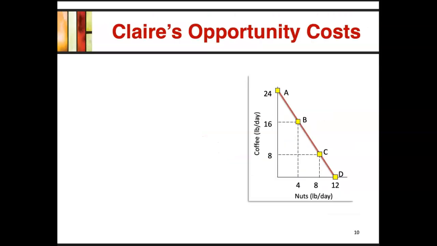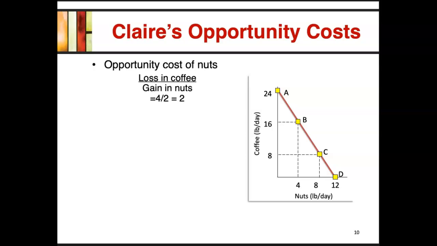So we have Claire's production possibilities curve, and now we can calculate Claire's opportunity cost. The first thing we're going to do is calculate Claire's opportunity cost of nuts. When we say opportunity cost of nuts, in other words, how many pounds of coffee does Claire give up in order to produce 1 pound of nuts? Remember, she has limited resources. She can produce either coffee or nuts.